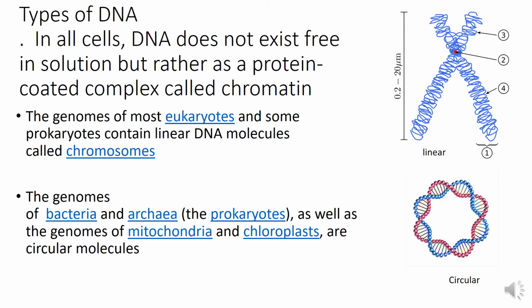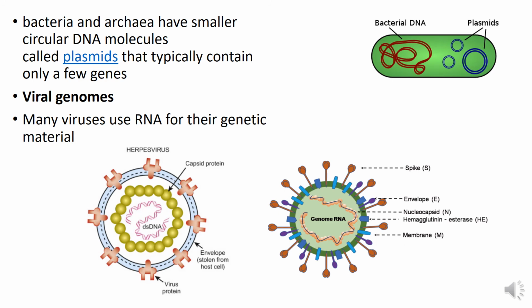Types of DNA. In all cells, DNA does not exist free in solution, but rather as a protein coated complex called chromatin. The genome of most eukaryotic cells, الجينوم بالإيوكاريوتيك cells, and some prokaryotic cells contain linear DNA molecules called chromosomes. هذا linear DNA molecules called chromosomes. The genome of bacteria and archaea, the prokaryotes, as well as the genome of mitochondria and chloroplasts, are circular molecules. Bacteria and archaea have smaller circular DNA molecules called plasmids that typically contain only a few genes.